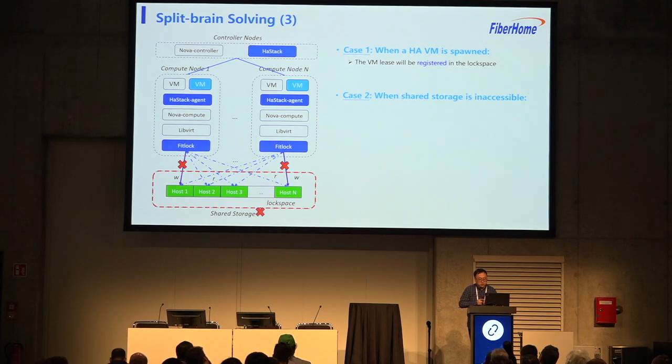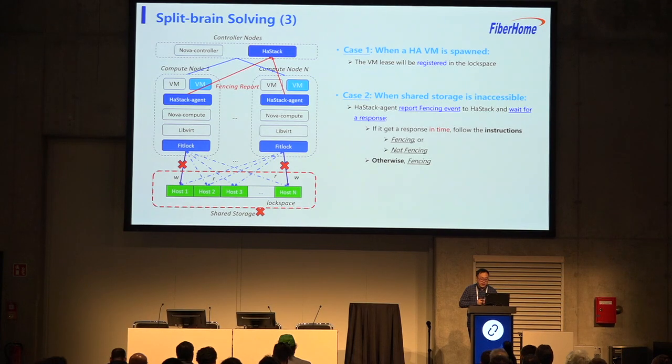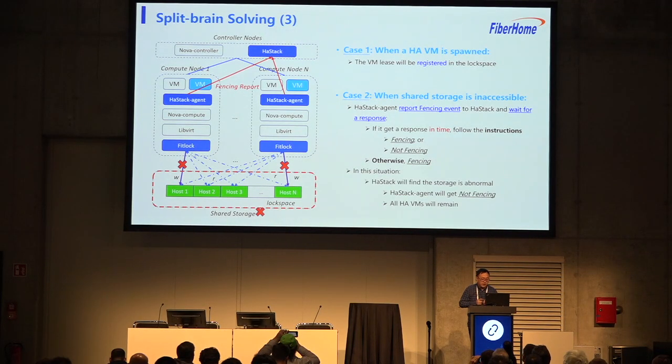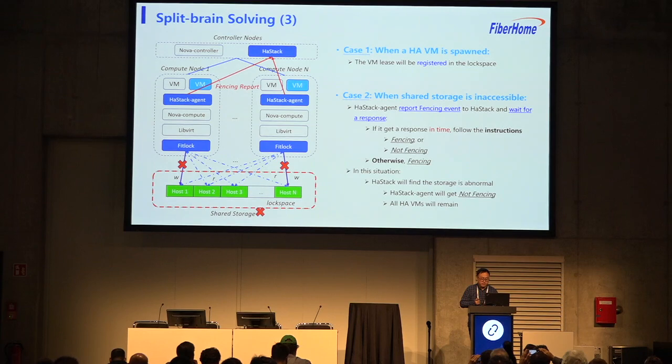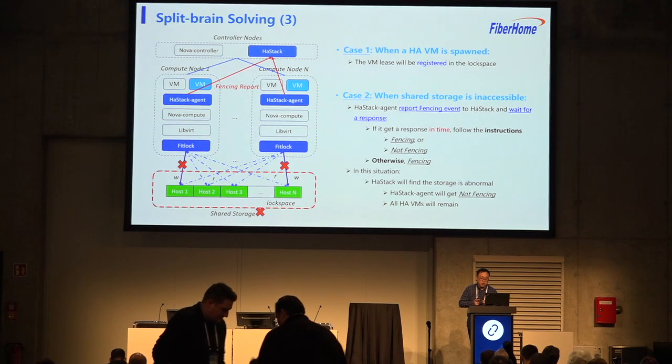And in case two, when the shared storage is inaccessible, the HA stack agent will report a fencing event to the HA stack and wait for a response. If the agent gets a response in time, it will follow the instructions, executing fencing or not fencing. In this situation, the HA stack will find the storage is abnormal, so there is no need for fencing. That means the HA stack agent will get a not-fencing command, and all HA VMs will remain here.